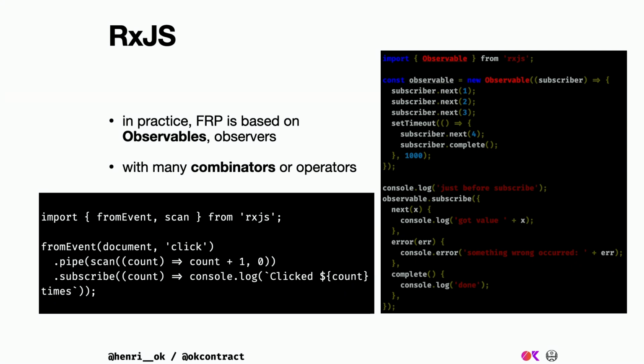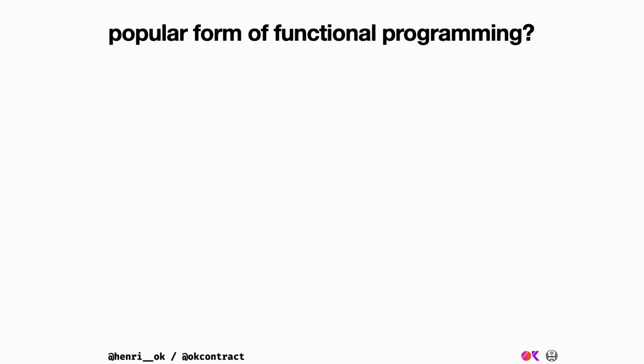There's a whole library, even graphic references, on how you can combine these different operators. The problem with RxJS is it's a bit complicated. But there is another form of functional programming which is quite popular. Can you guess which one?